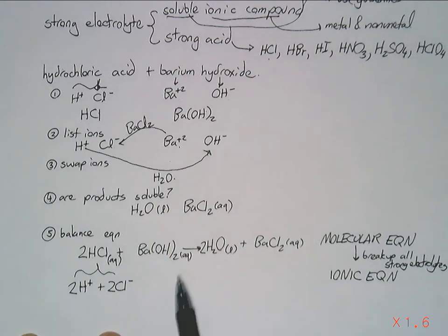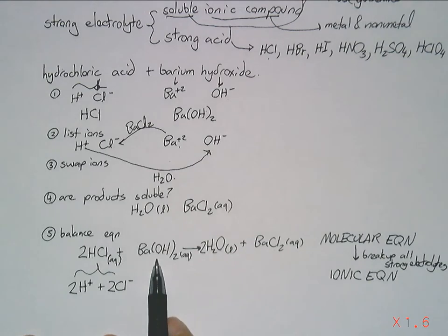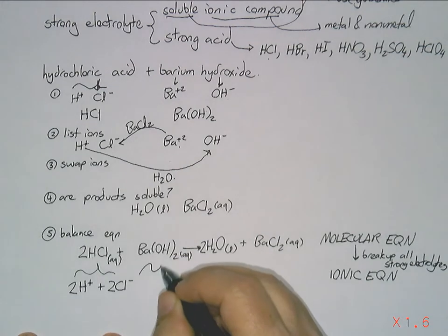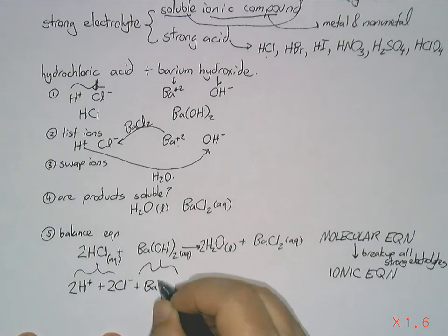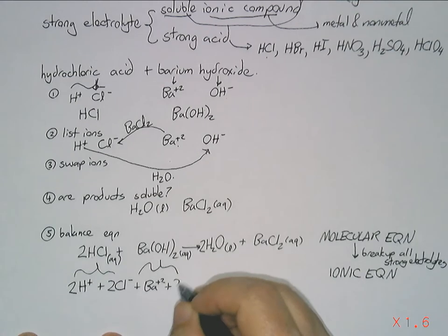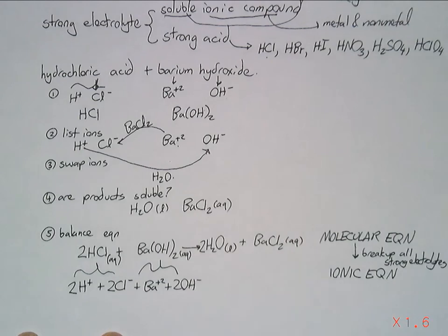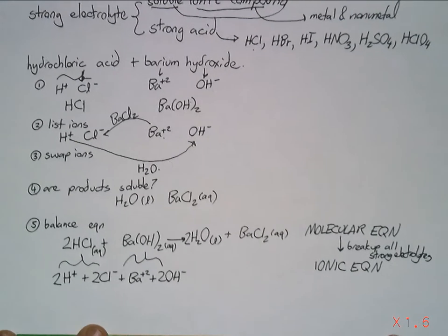Okay, how about this? Is this a strong electrolyte or not? It is a strong electrolyte. Why? It's an ionic compound, metal and nonmetal, and it's soluble. So that means I can break it up. So let's write that as a barium ion plus 2 hydroxide ions. That's what it'll break up into.